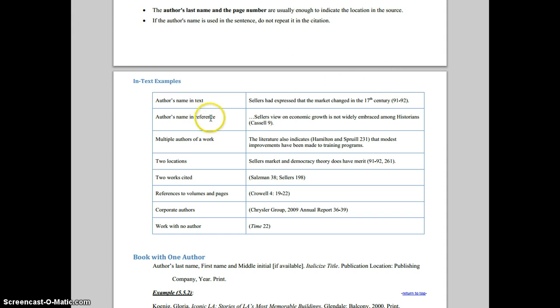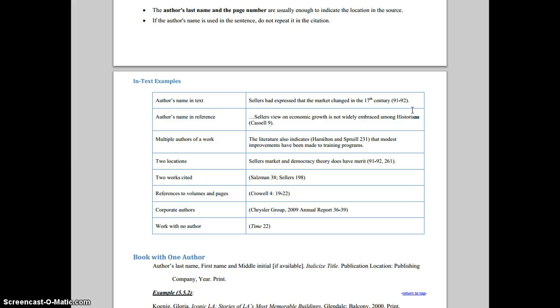Now, if we don't use the author's name in the text, like here where the quote was written by Castle, we would put that in parentheses. It's important to understand that when we put it in parentheses, that comes before the period at the end of the sentence, but after the information. Specifically, when we have a quote, the quotation marks, if this were a direct quote, would go right here, the opening quotation marks, and then the final quotation marks would go after historians, and then we would put the parentheses, Castle, page 9, and then the period outside of this.